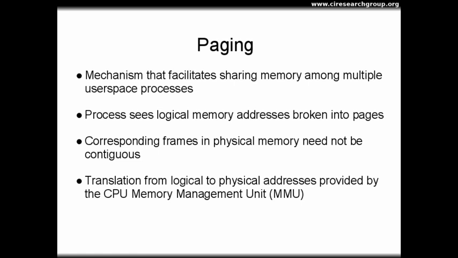The addresses that the process sees are called logical addresses. These logical addresses are divided into fixed-size pages. Each process in the system receives its own private set of pages with private memory addresses. When a process accesses memory using one of its logical addresses, the CPU translates the logical address into a physical address. Physical addresses refer to locations in system memory.